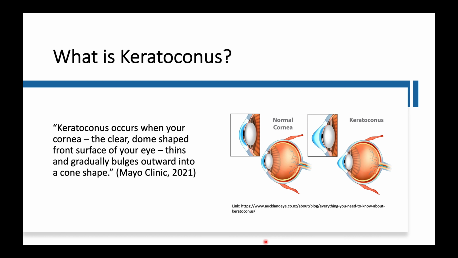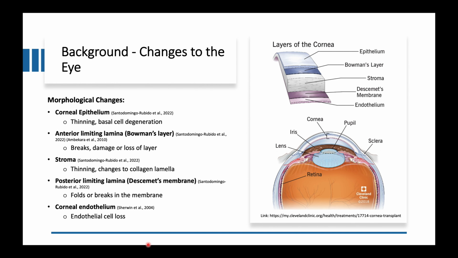A direct quote from the Mayo Clinic. You can see a simplistic diagram here that compares the normal shape of a cornea to one that has been deformed from keratoconus and is protruding outward. Keratoconus causes significant morphological changes to occur at every layer of the cornea, imaged to the right.